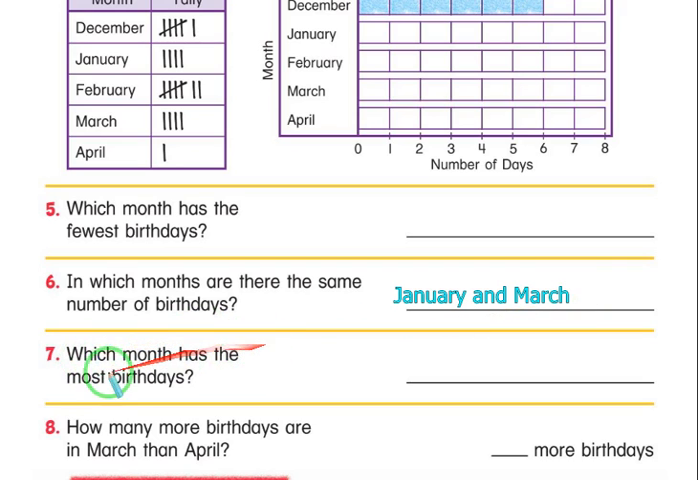Now, which month has the most birthdays? The most were in February. So we write February. How many more birthdays are in March than April? Go to March, compare March and April. For April we have 1 birthday. For March we have 4. So how many more? We have to make a subtraction process. We have to take 1 away. So we have to delete 1.